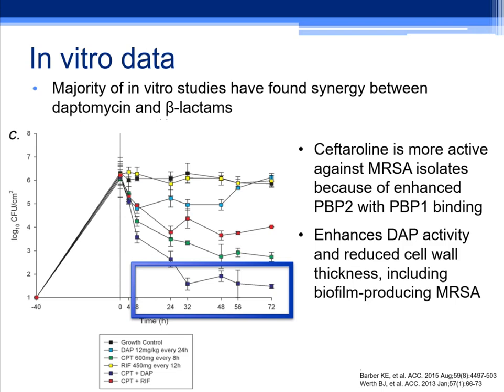So from an overall standpoint, these are growth control plates with colony forming units on the left-hand side, and time from 0 to 72 hours on the bottom. This is one of the more nuanced graphs showing how well daptomycin does with ceftriaxone compared to other combinations. This purple line represents the increased dosage of daptomycin that we had been pushing for, and this blue line represents ceftriaxone at 600 Q8.